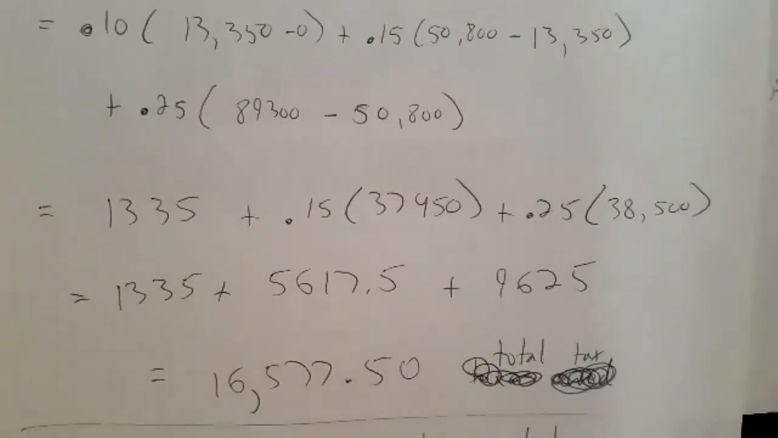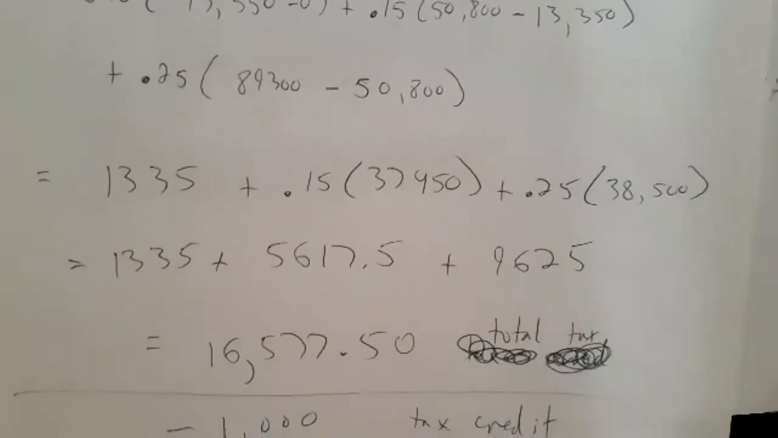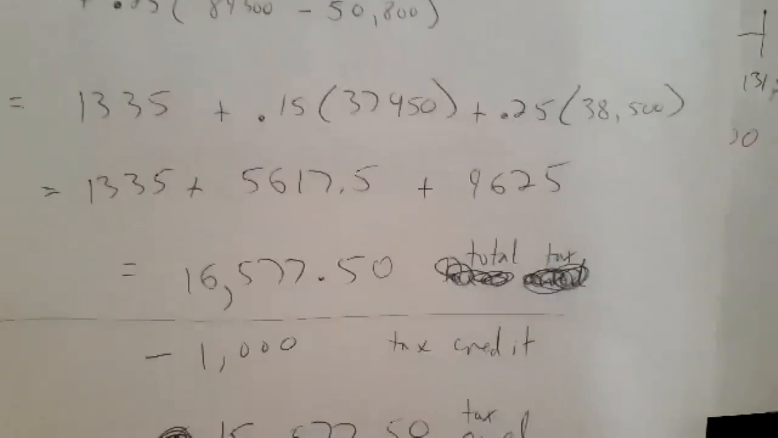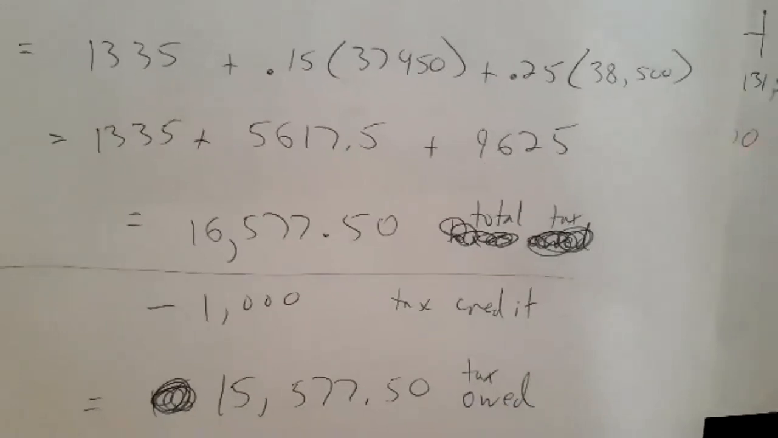And I believe he's getting what, 16,577.50 in his tax. Yeah, that's what I got. And so this was his total income tax. And it said something like he already had a $1,000 tax credit. And so if we're taking off the $1,000 tax credit, that's the last thing that we're going to do. That should give us, what, 15,577.50? So that's how much he's going to owe.